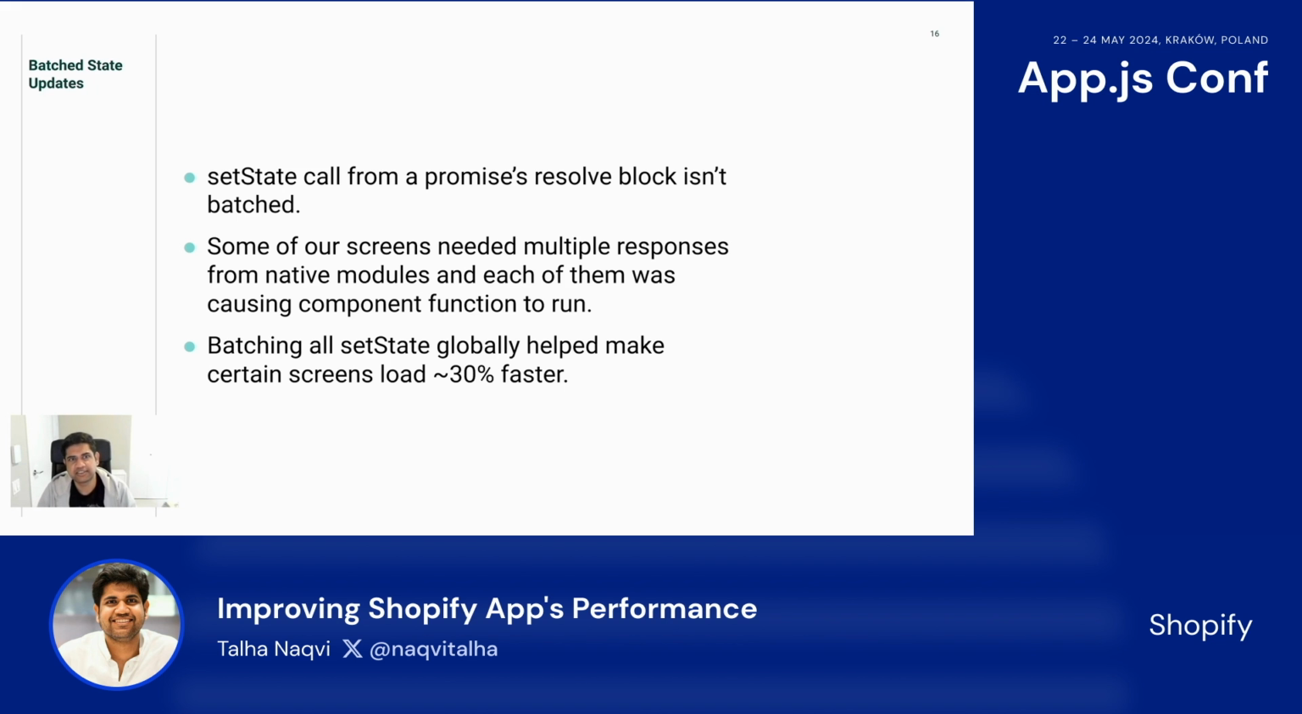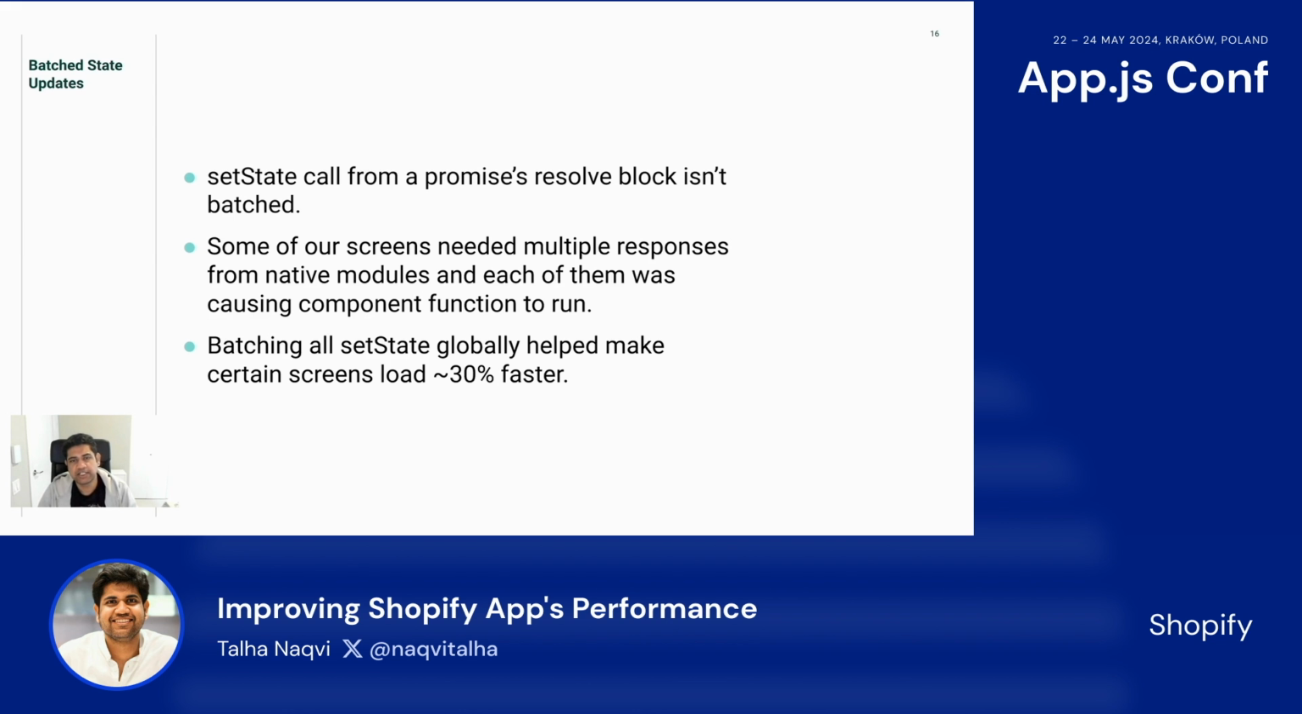And this is a very interesting one. So React Native doesn't always batch set state calls. So when you have a state and you say, set this, set that, the function block is executed again. And at least in React Native, if you do this from a promise's resolve block, it's not going to be batched. Some of our screens needed multiple responses from native modules.